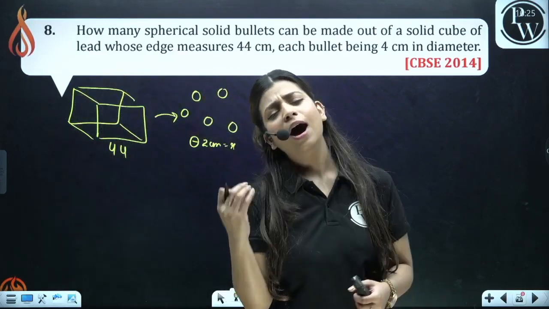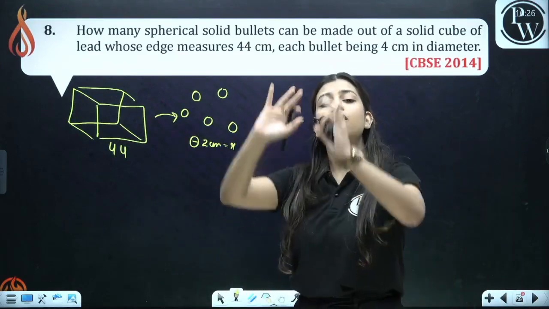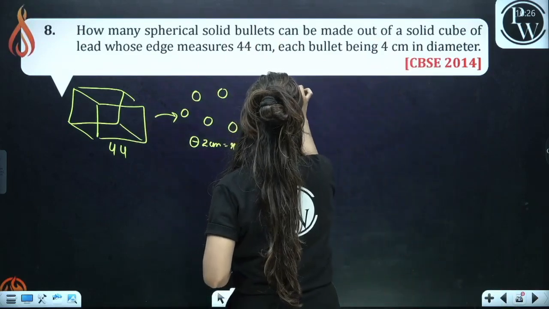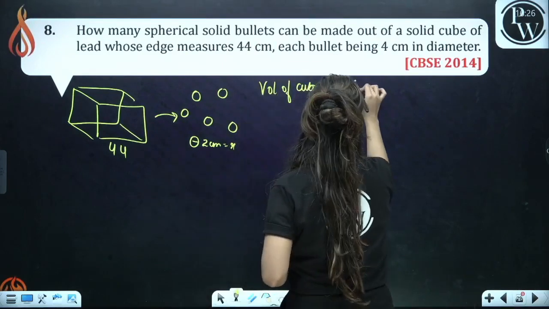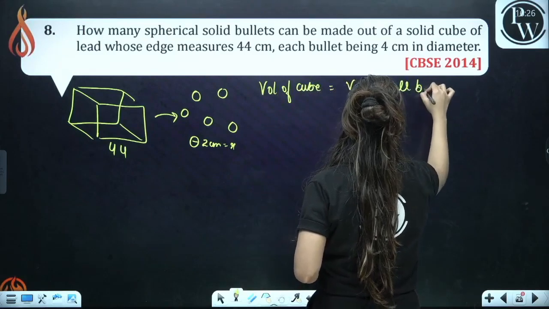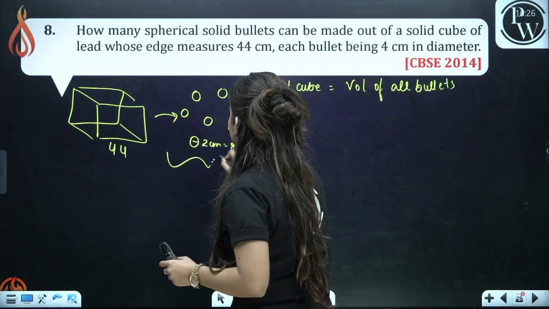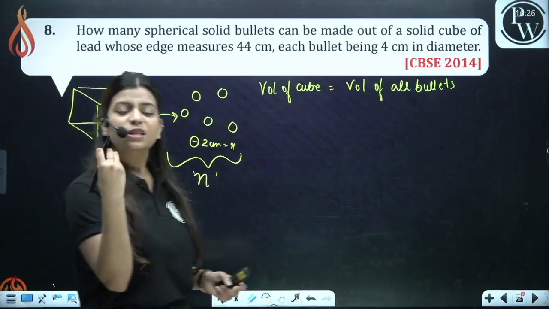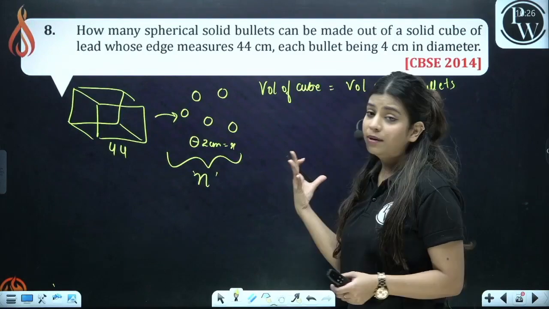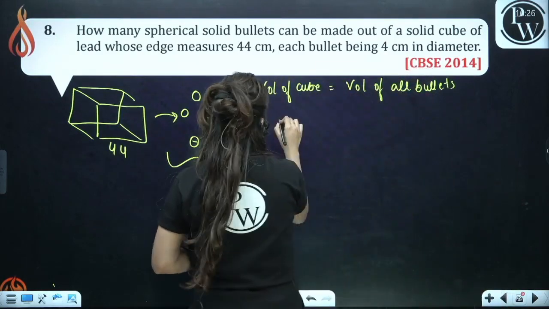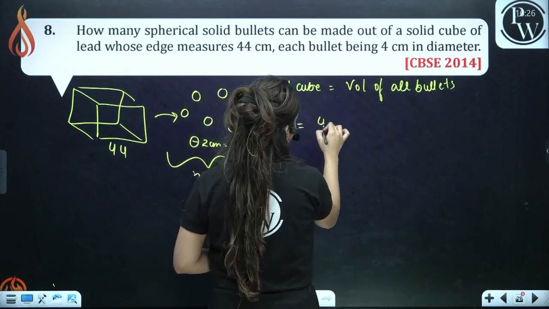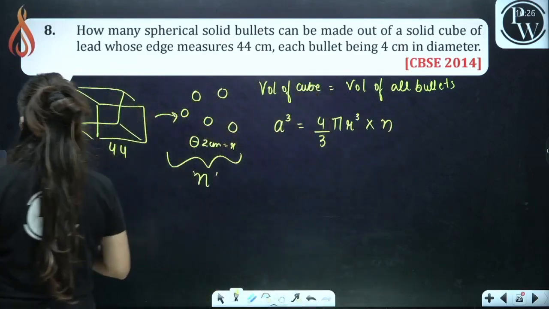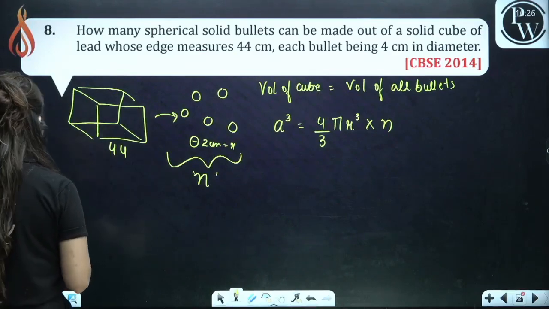Again, we know that however many bullets are made, the volume of all these bullets will be equal to that of the single cube. So the volume of cube will be equal to the volume of all bullets. Let us assume the number of spherical bullets formed out of this cube be n. So I can say that a cube is equal to 4 by 3 pi r cube into n. I hope that this is clear with everyone, right? No issues in this.